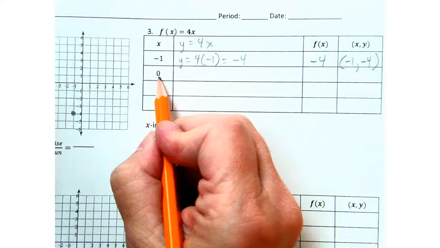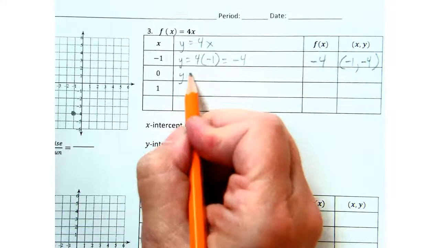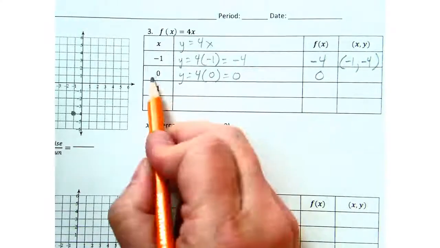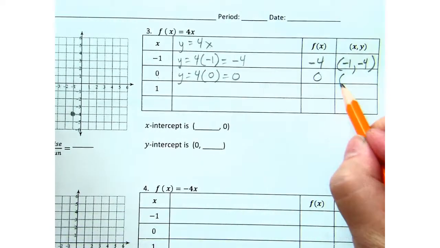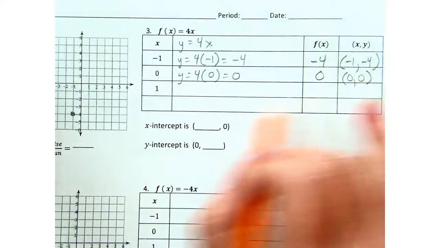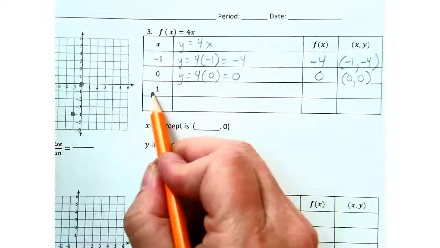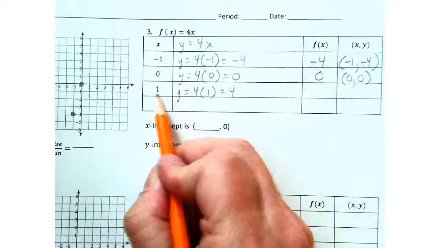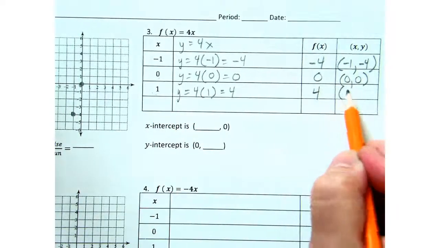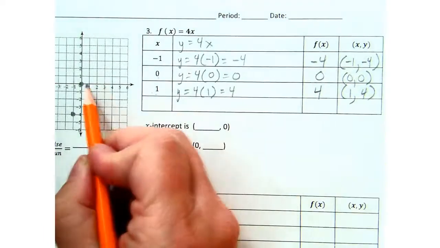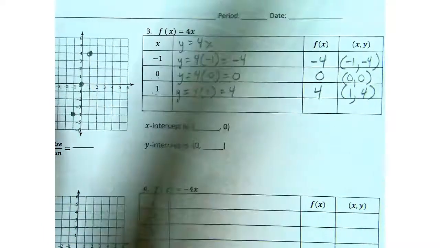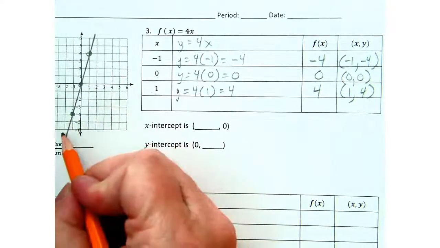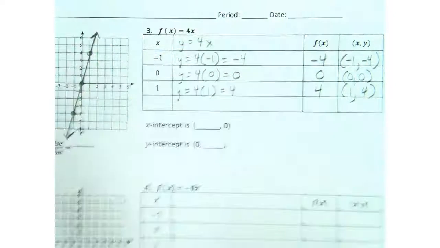Now that you have tried it, check your work. Replace x with 0 for y equals 4 times 0, or y equals 0. This point then is (0, 0). Graph this point. Replace x with 1 for 4 times 1, or 4. The third point then is (1, 4). Graph this point. Use a ruler to draw this line. This line represents all the points for which y equals 4 times x.